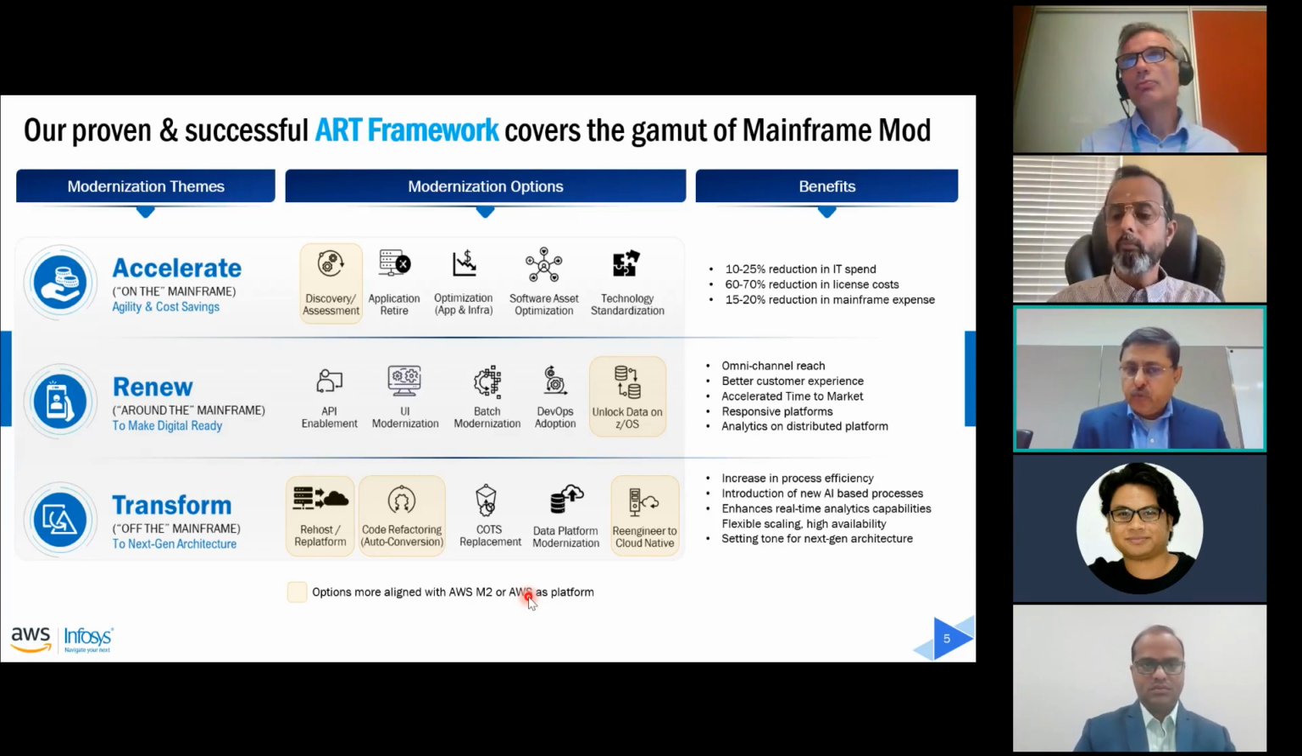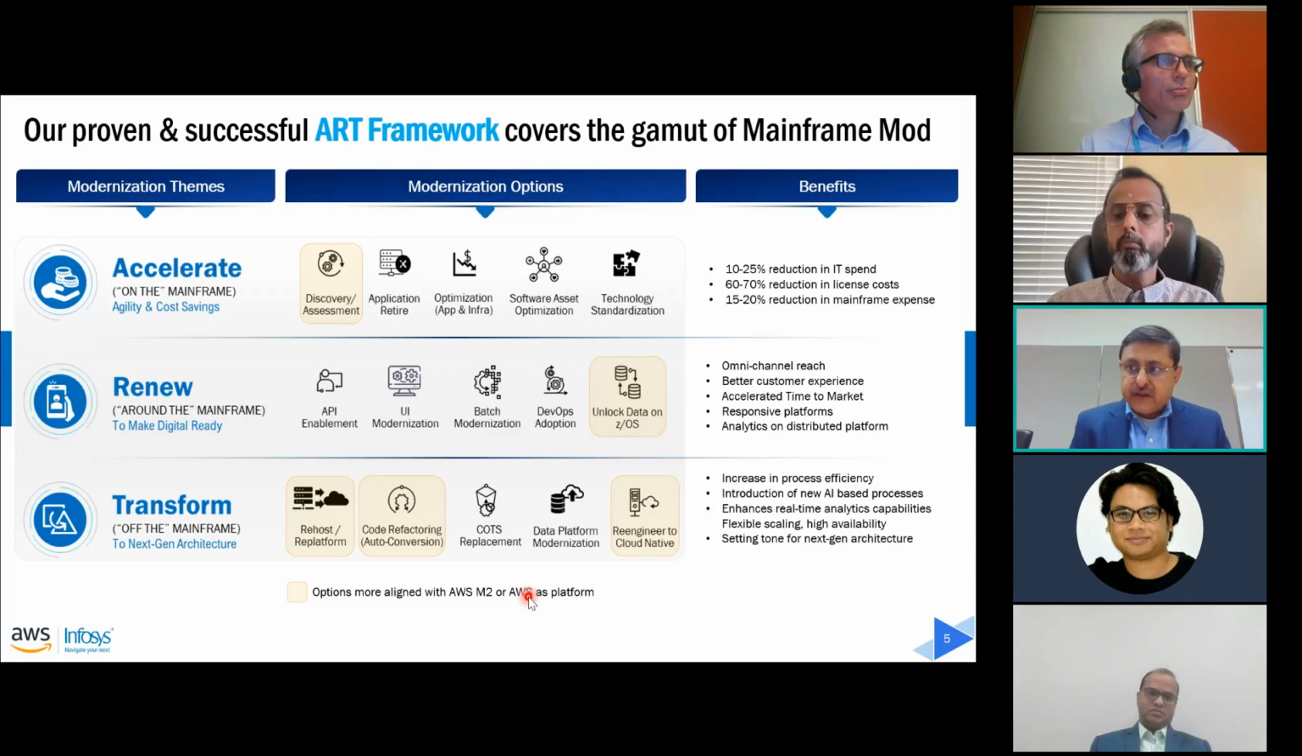Now, the next approach is renew. Under renew, we do multiple things. So renew is all about making the mainframe ready for participating in the digital economy. So how do we do that? We expose APIs. We do replacement of green screen UI modernization. We do batch modernization, implement DevOps on the mainframes.